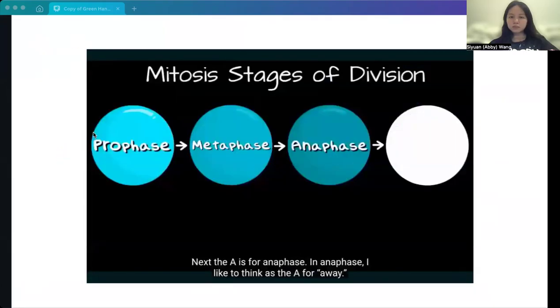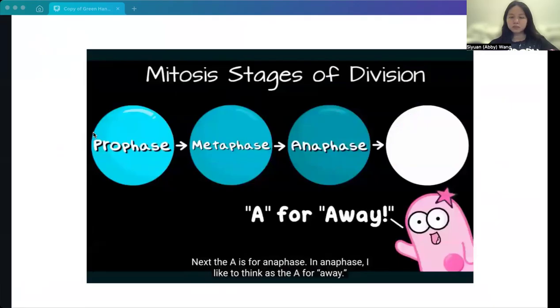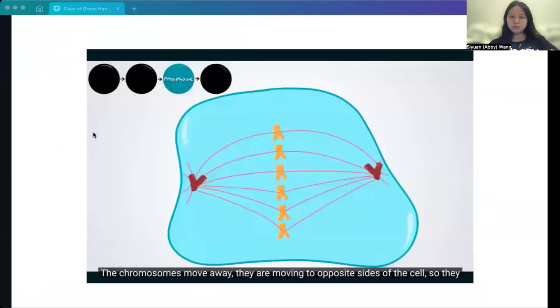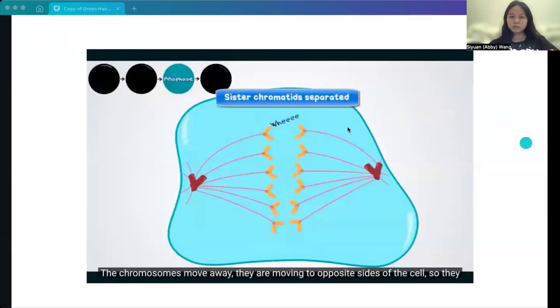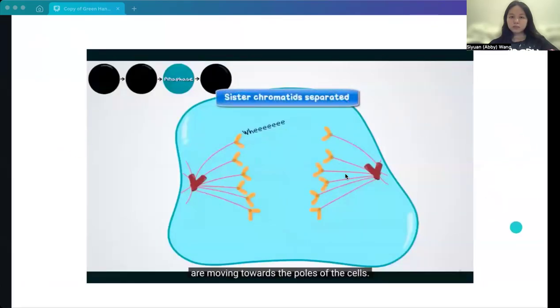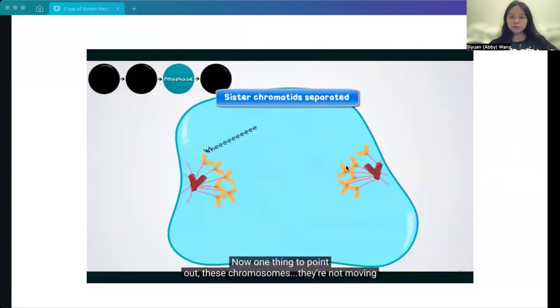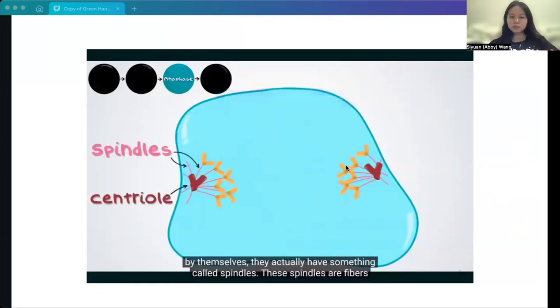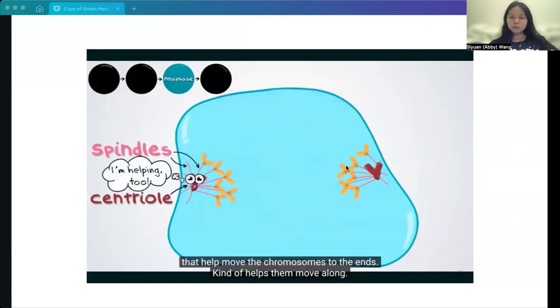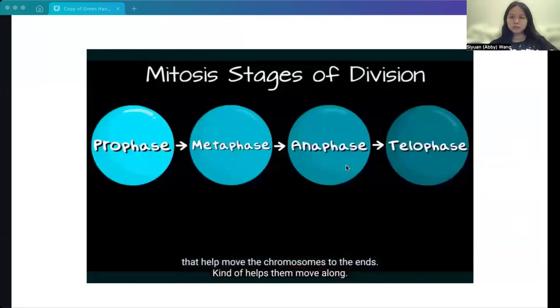Next, the A is for anaphase. Anaphase, I like to think of the A for away. So the chromosomes move away, they're moving to opposite sides of the cell, so they're moving towards the poles of the cell. Now, one thing to point out, these chromosomes, they're not moving by themselves, they actually have something called spindles. The spindles are fibers that help move the chromosomes to the ends, kind of help them move along.